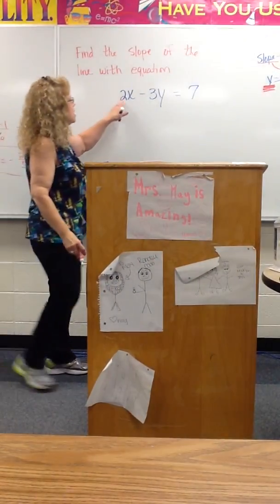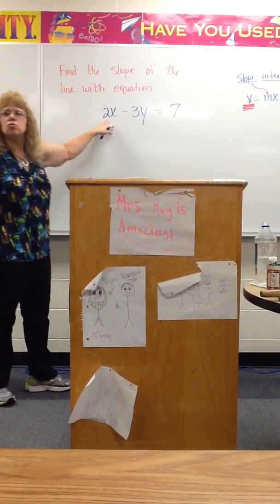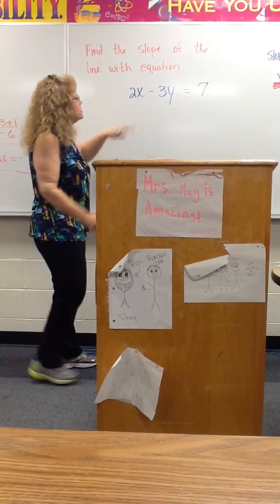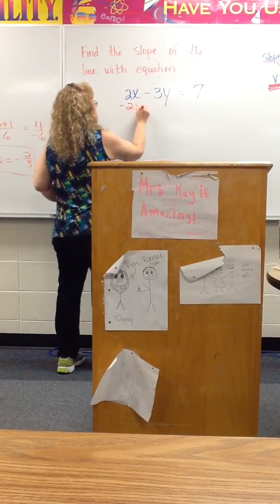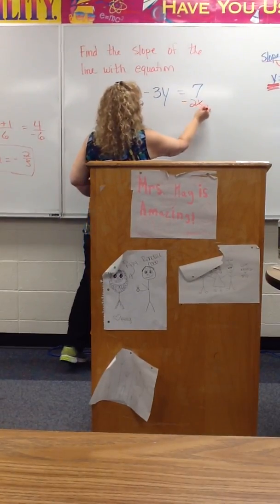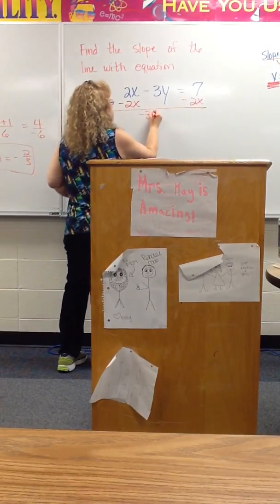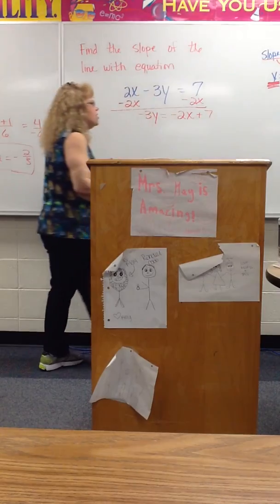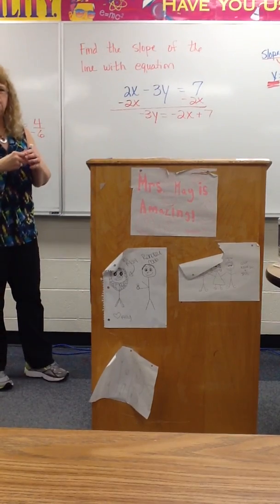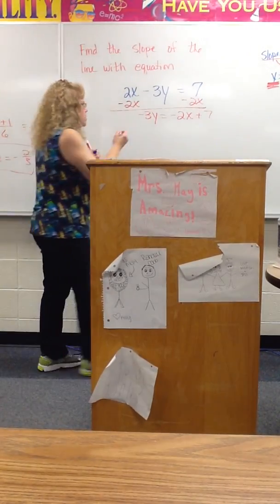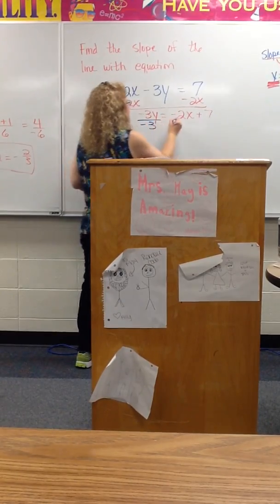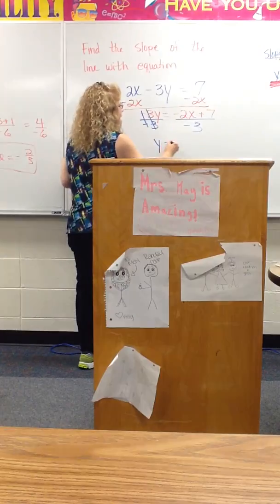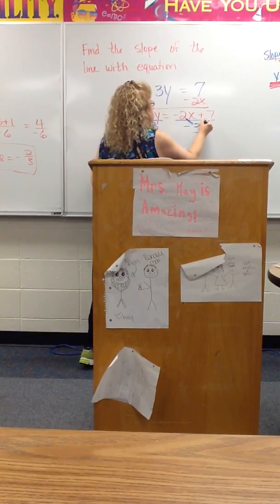I always have kids who say, oh, the slope is 2. It's not 2. You have to get the equation solved for y first. How do you solve this for y? Right, good. You minus 2x. Negative 3y equals negative 2x plus 7. Then what do you do? Divide by negative 3. And what you have to make sure you remember is that this goes with both of those.